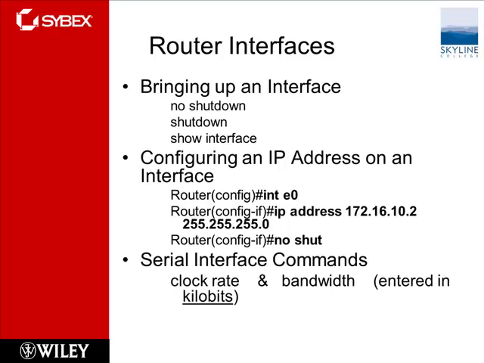Serial interface commands. In serial interfaces, we have this thing called a DTE, the data terminal equipment, and a DCE, data communications equipment. Whichever one is designated the DCE, and it doesn't matter which one's the DCE, the DCE has to have a clock rate. There's also bandwidth, but you really don't have to have a bandwidth. You can have one, but you do have to have a clock rate. Putting the clock rate on it declares it, makes it the DCE.